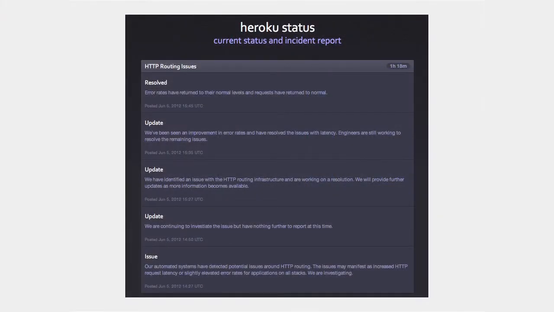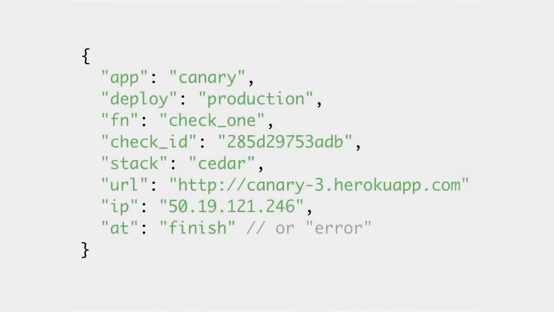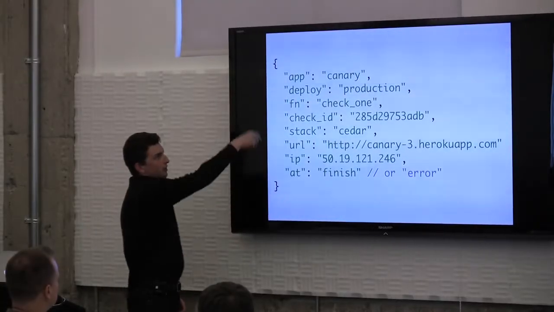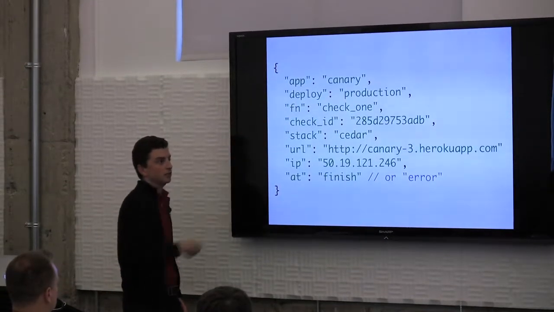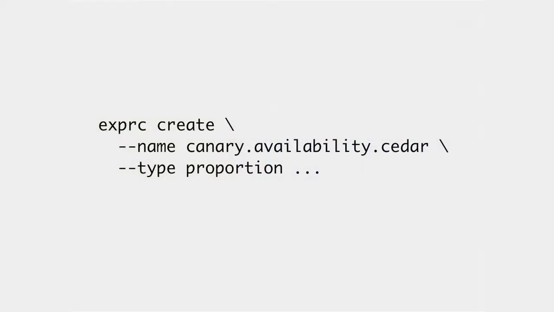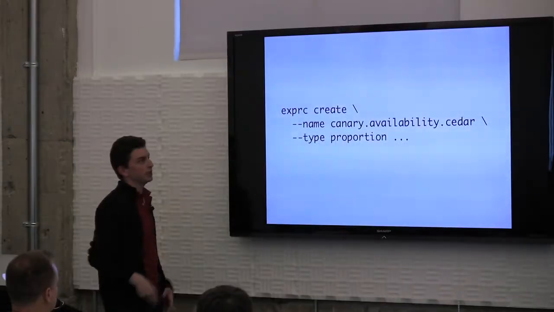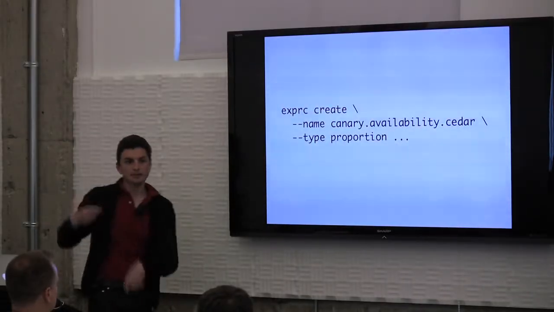You can see this on status.heroku.com. There was a minor HTTP routing issue in which we had a partial service degradation yesterday morning. The way we noticed this was because we have a huge fleet of Canary apps running in production that are continuously being checked by our own processes, which emit data about how those checks are faring. And we have a corresponding metric being computed by ExpressionD, which, among other things, calculates the availability percentage for different slices of our HTTP stack.